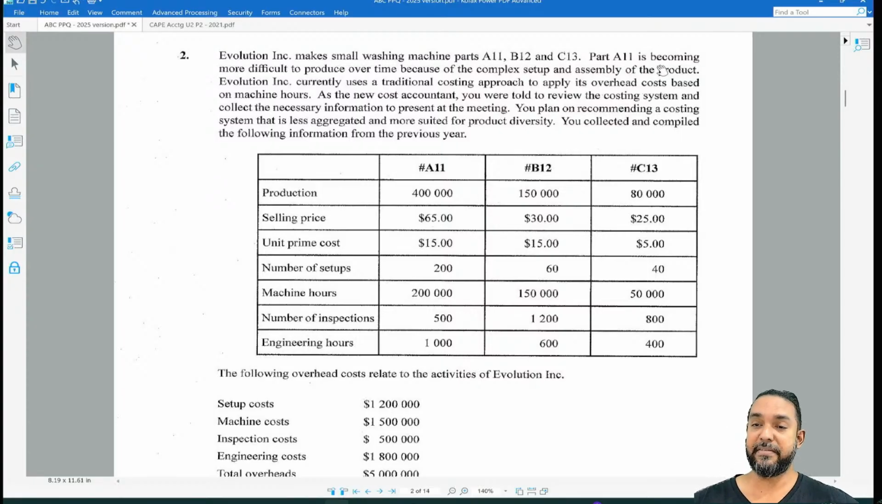Right, part A11 is becoming more difficult to produce over time because of the complex setup and assembly of the product. Okay, understood. Evolution Inc. currently uses a traditional costing approach to apply its overhead costs based on machine hours. Okay, cool. As the new cost accountant, you were told to review the costing system and collect the necessary information to present at the meeting.